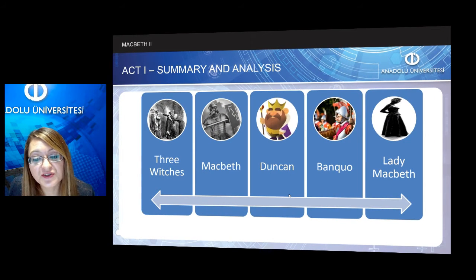Scene 5 introduces another significant character, Lady Macbeth. She reads the letter from Macbeth, yet she is afraid that Macbeth is too tender-hearted to kill Duncan, so she starts manipulating Macbeth. The scene introduces Lady Macbeth as a very powerful female character and more ambitious than Macbeth.